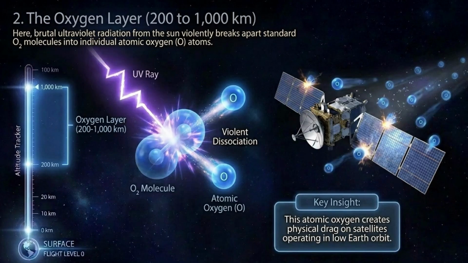Above the nitrogen layer lies the atomic oxygen layer or oxygen layer, extending roughly from 200 to 1000 km. At this great height, the atmosphere is extremely thin and strong ultraviolet radiation from the sun can break oxygen molecules into individual oxygen atoms. This atomic oxygen can interact with spacecraft and satellites in low Earth orbit and may cause a small amount of atmospheric drag.